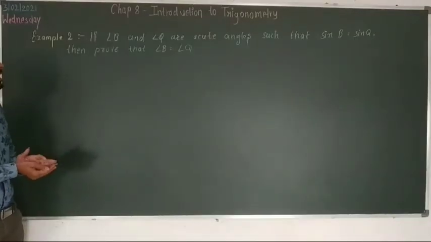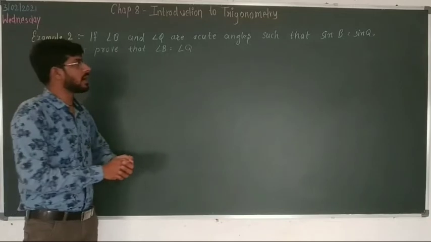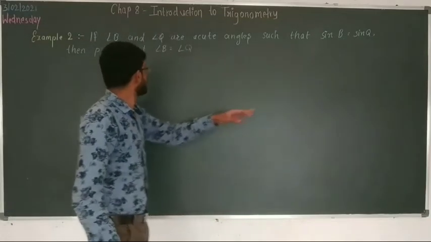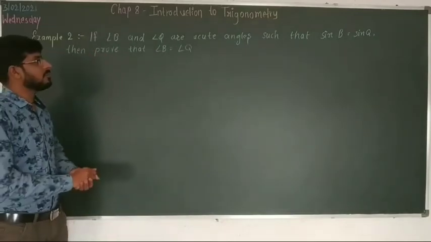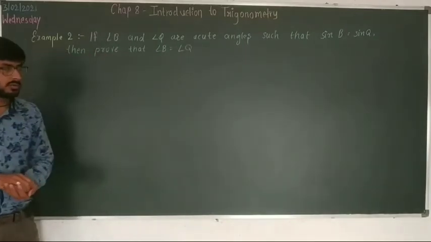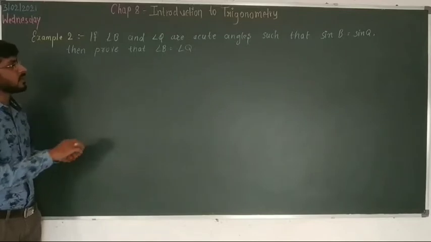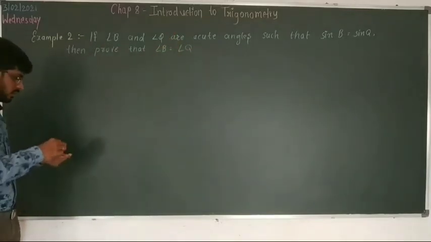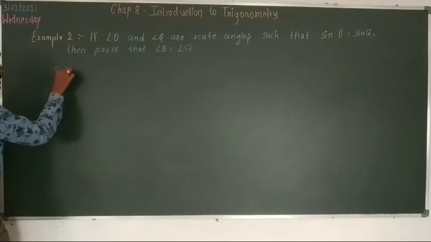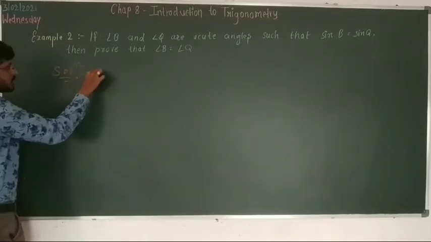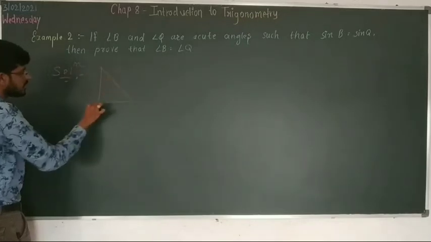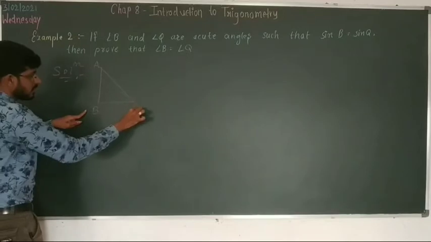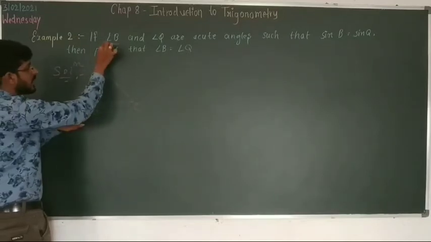Example 2: If angle B and angle Q are acute angles such that sin B is equal to sin Q, then prove that angle B is equal to angle Q. Here it is given that the two angles are acute angles such that sin B is equal to sin Q. So, start the solution. First draw two right angle triangles. The first triangle is ABC, because angle B is an acute angle.